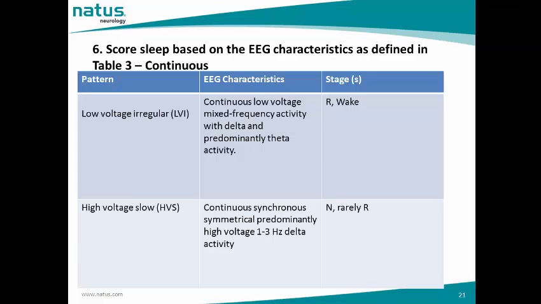In non-REM sleep and rarely in REM sleep, the high voltage slow activity can happen. That is defined as a continuous synchronous symmetrical predominantly high voltage 1 to 3 Hz delta activity.